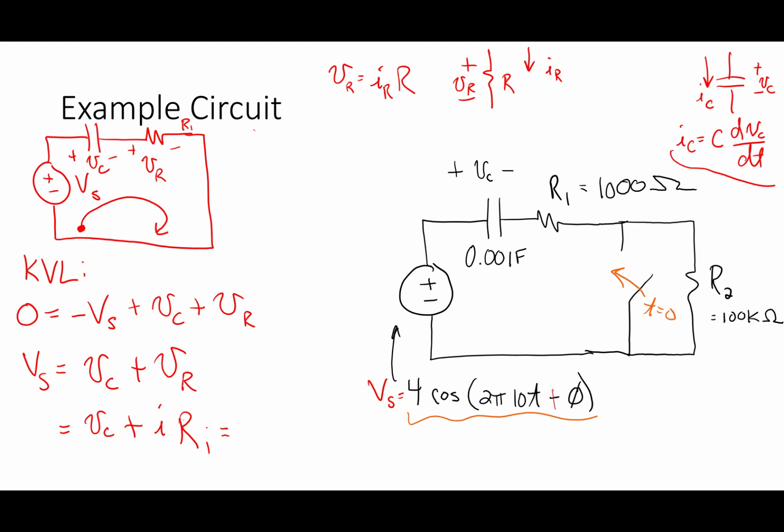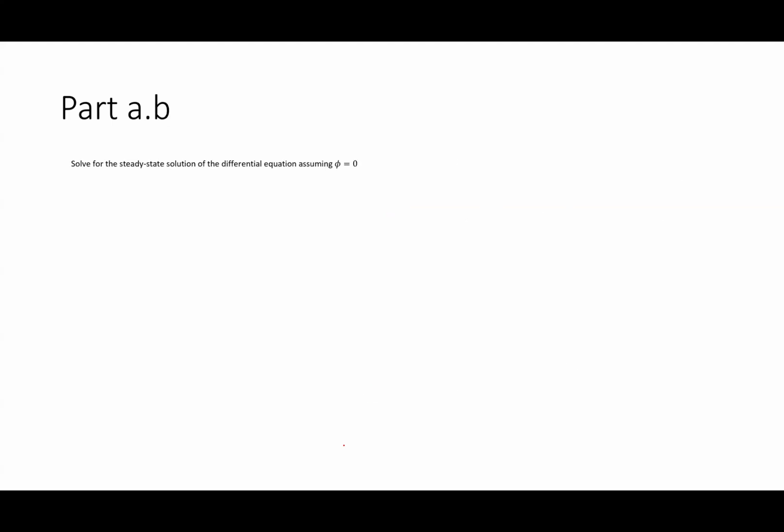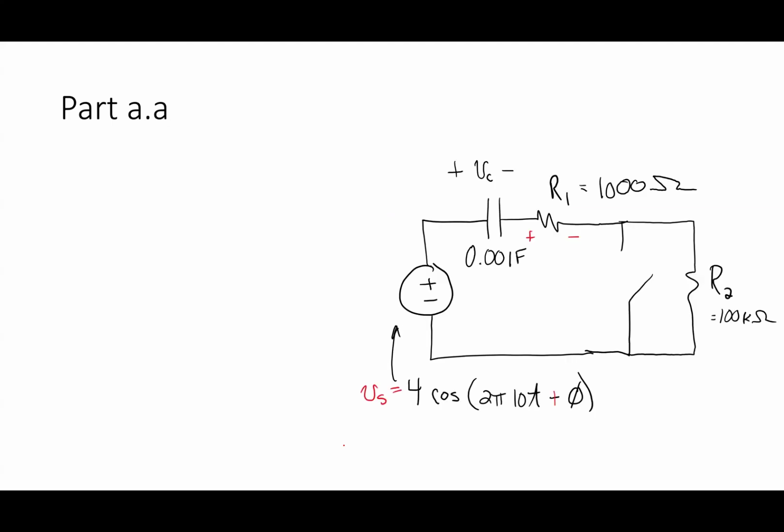So this is V sub C plus C R dV_C/dt. At this point, I have now created a differential equation. And the thing that I don't know is V sub C. So let me go to here. So basically, what I've gotten to is V_S equals RC dV_C/dt plus V_C.